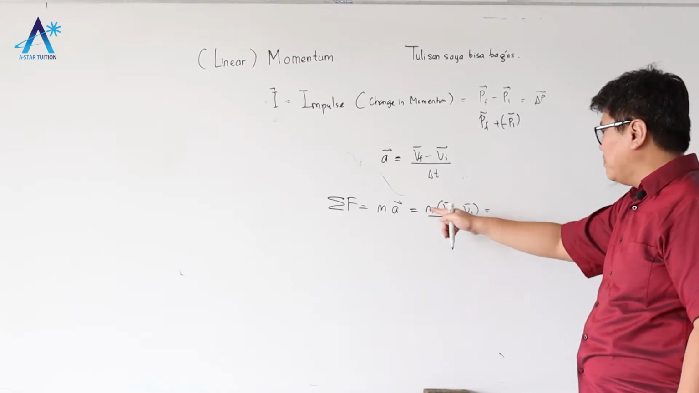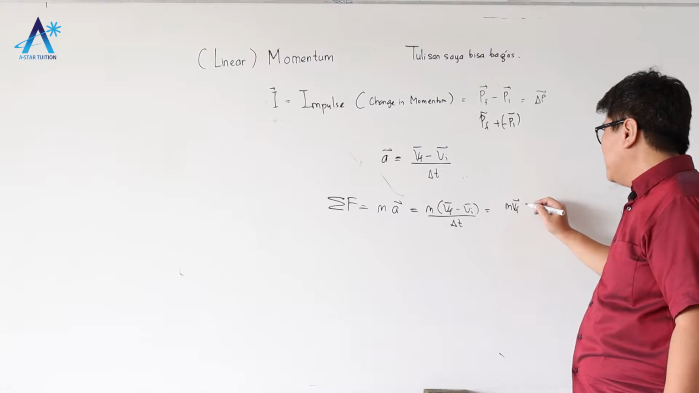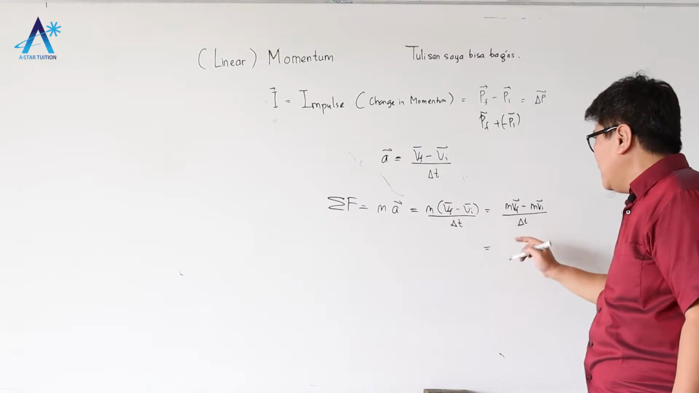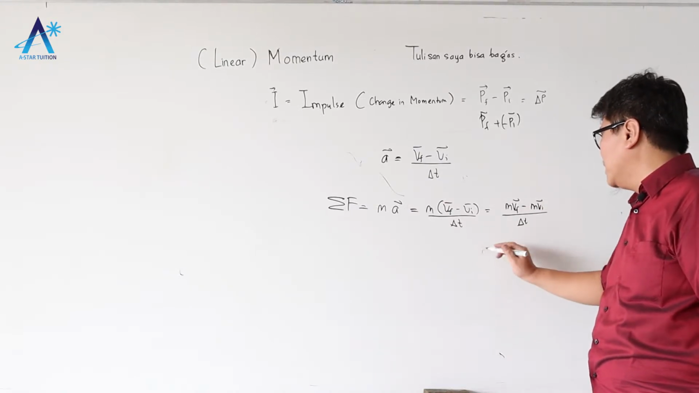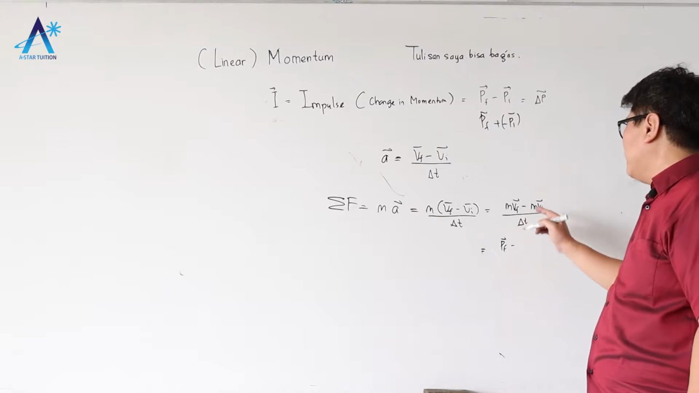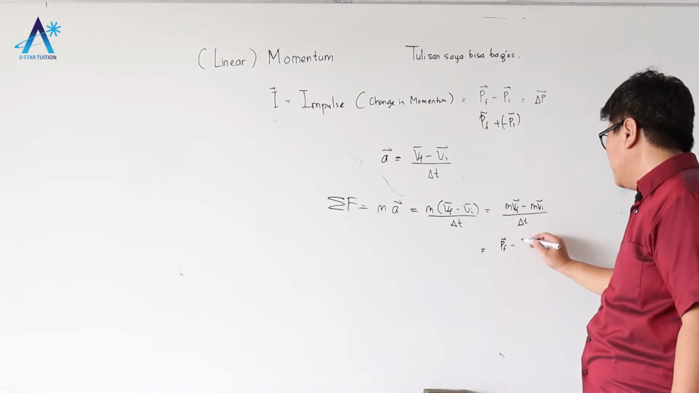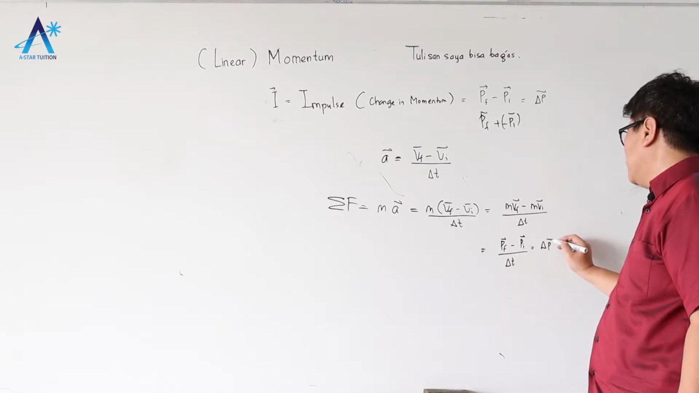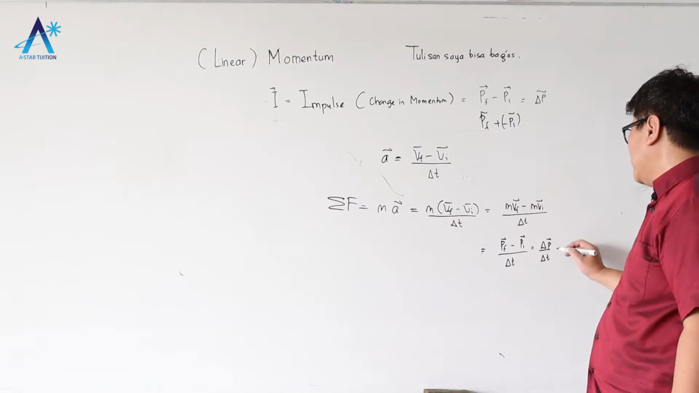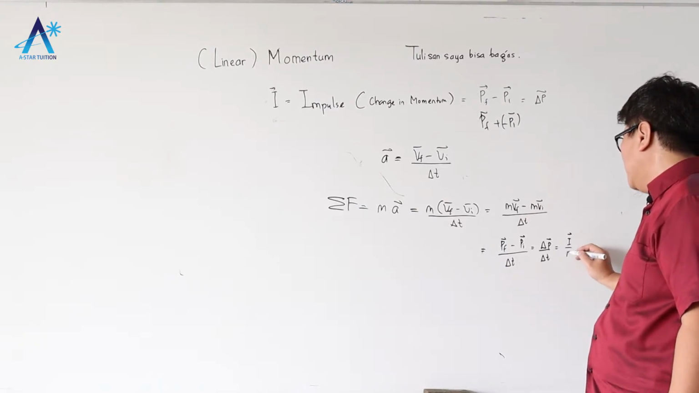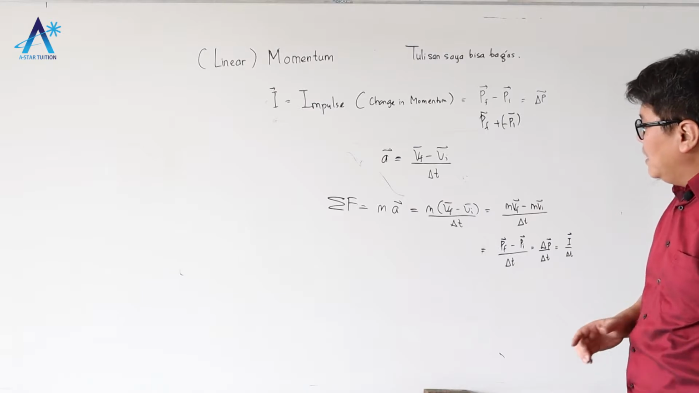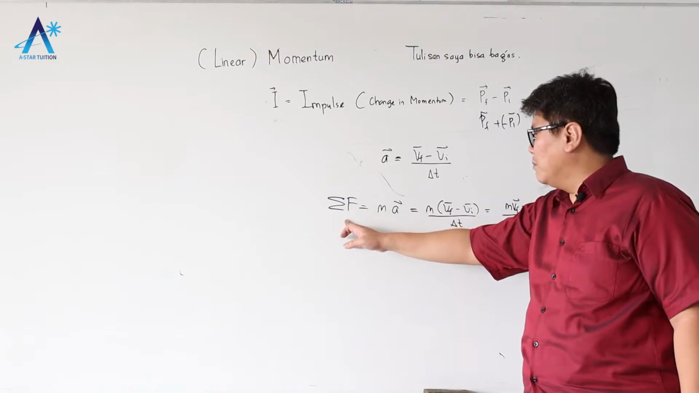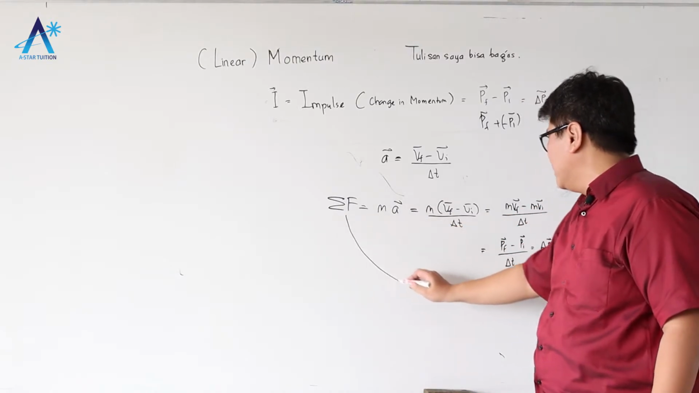Now if I were to multiply, this is going to give you m times v final minus m times v initial over delta t. m times v final is equal to the final momentum, and m times v initial is equal to the initial momentum. So this is equal to delta p, change in momentum over delta t, or impulse over delta t. So as you can see, this is Newton's second law, but now it's written in a more general equation.